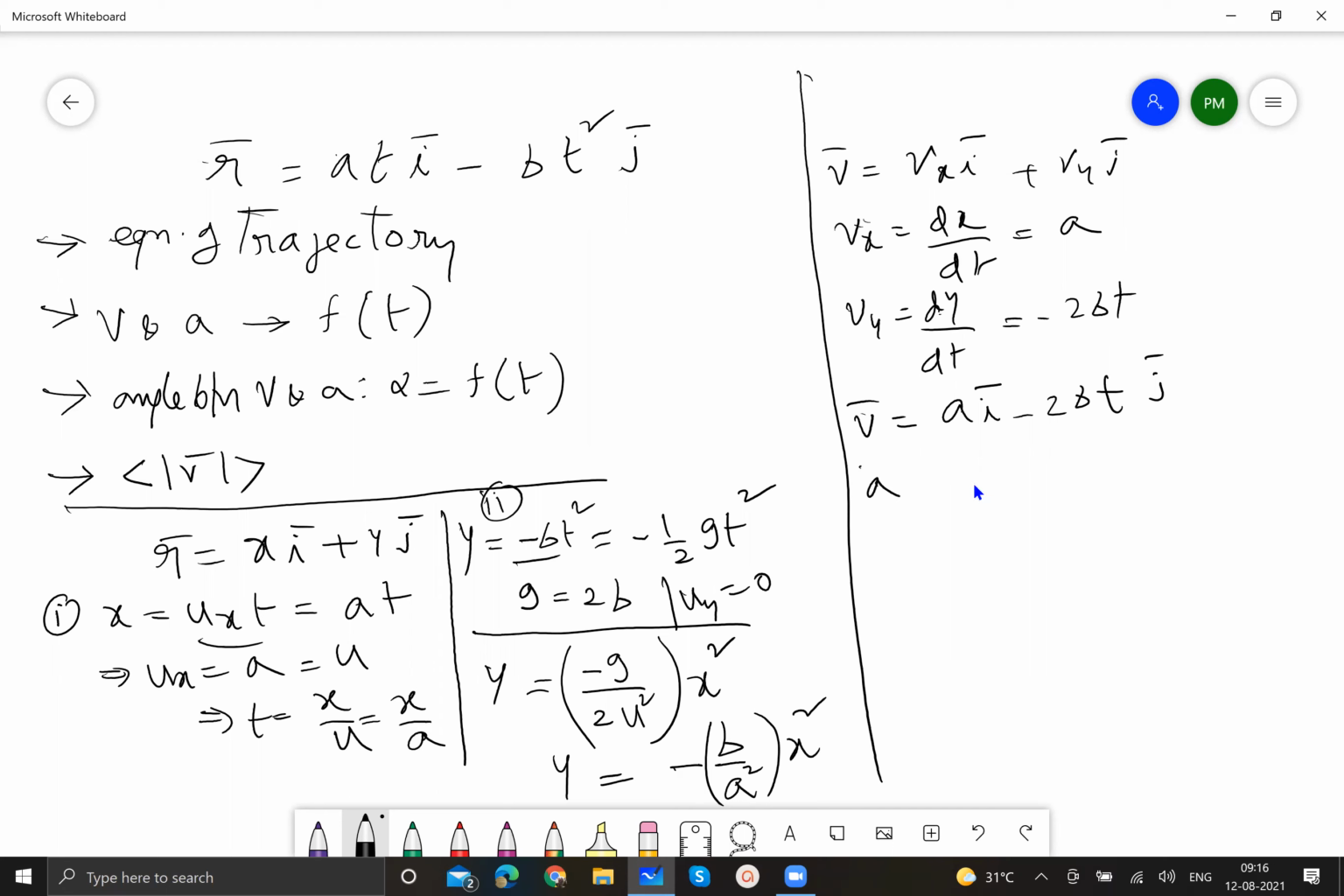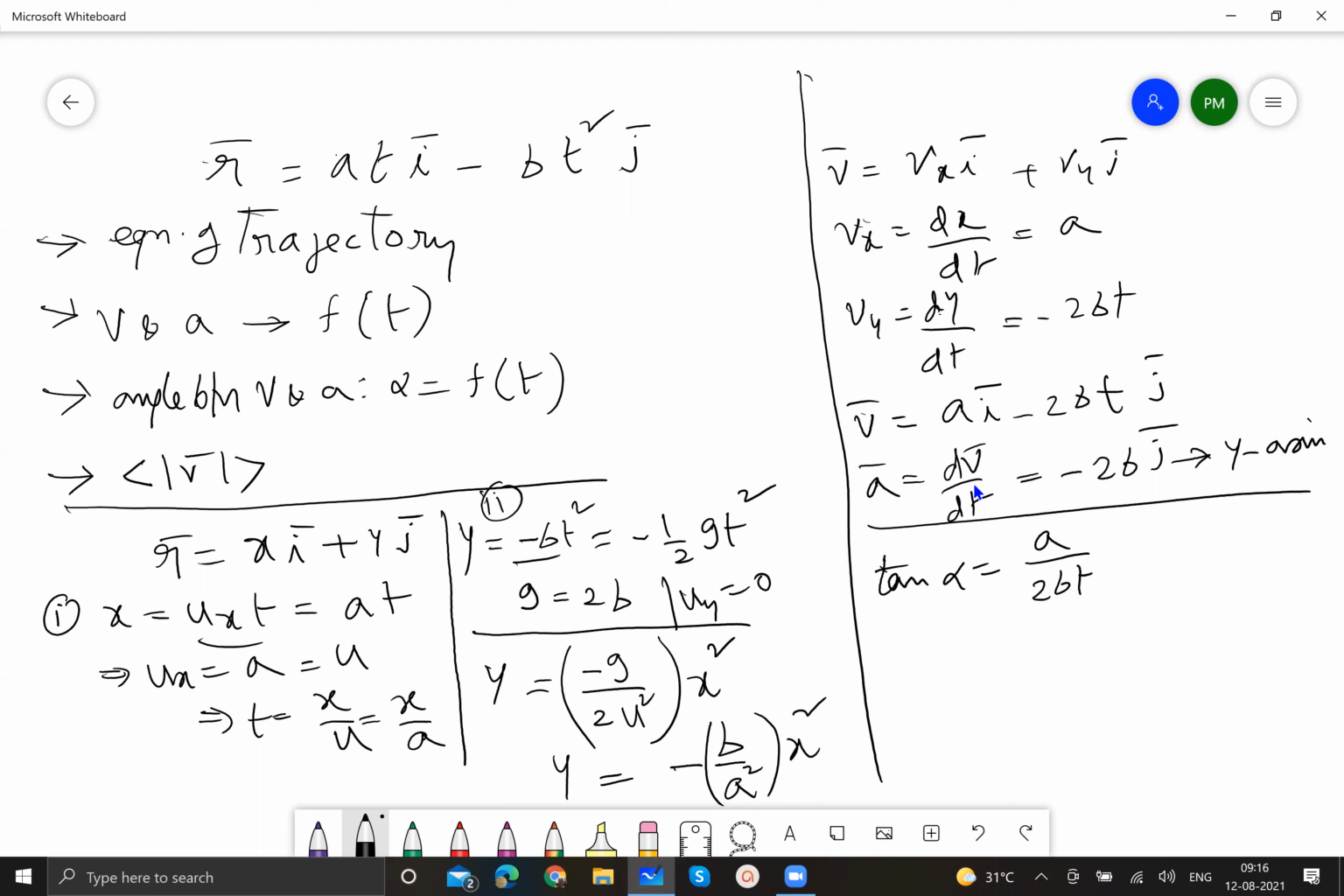And this is more easier. A bar is d by dt of v bar. A is a constant he has given in the problem itself. So it is minus 2b j. That's all. So second bit also is over. Because x component is not there, this is entirely along negative y-axis. So then it's more easier. Tan alpha will be a by 2bt, with, of course, y-axis.